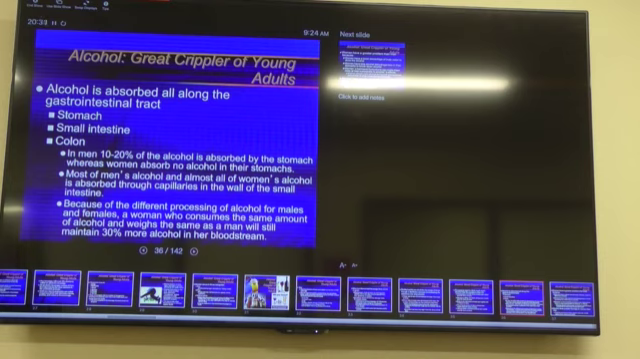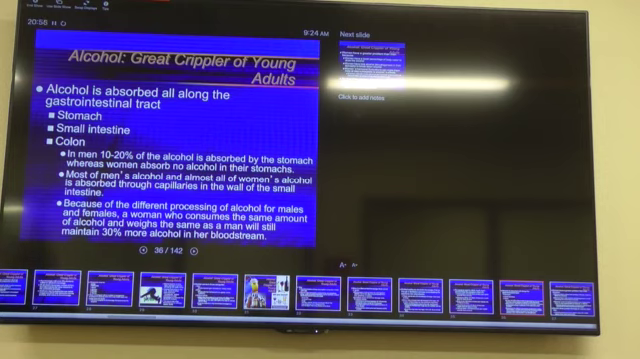In men, 10 to 20% of the alcohol is absorbed by the stomach, whereas women absorb no alcohol. Most of the men's alcohol and almost all of the women's alcohol is absorbed through capillaries in the walls of the small intestine. I don't know if this is good news or bad news. It's bad news for women. It's not such bad news for men, I guess.